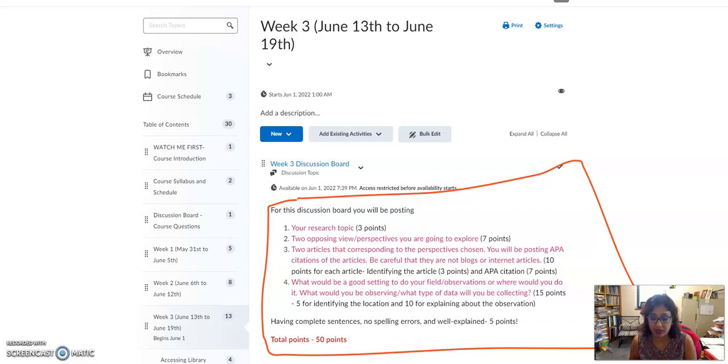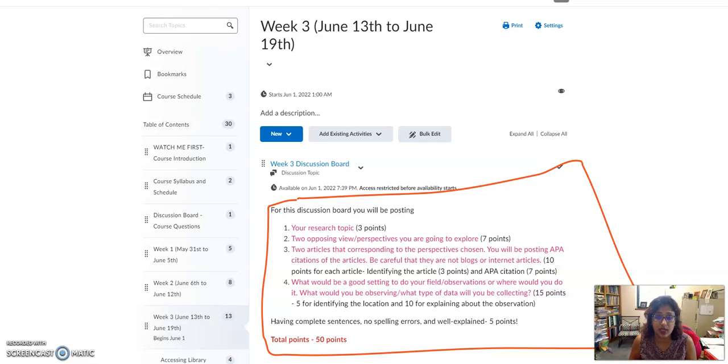And then for identifying the location and about 10 points to explaining what you are going to be observing. Maybe I'll be observing what language, or maybe I'll be observing what ethnicity, maybe I'll keep a count on what's happening and all of those things. So this is for your 50 points. Spelling errors and all. So this is going to be a lengthy, not very lengthy, but at least a very thoughtful discussion board.